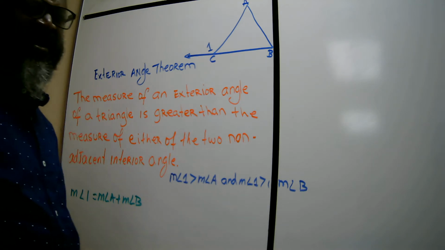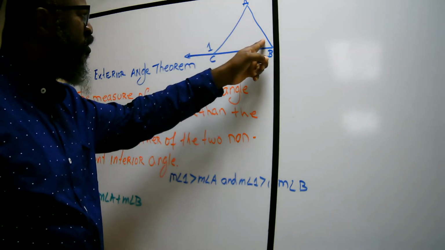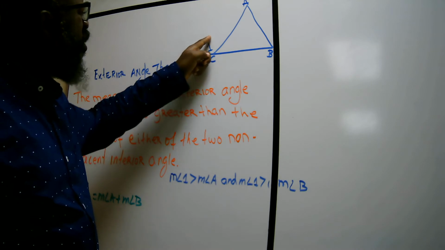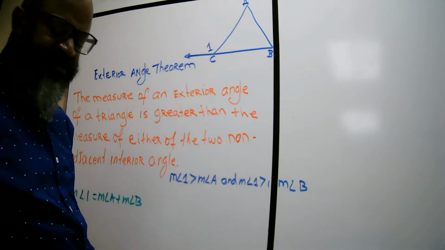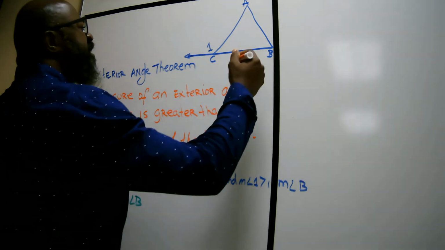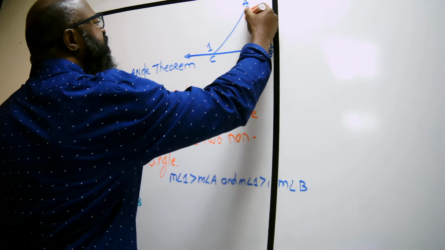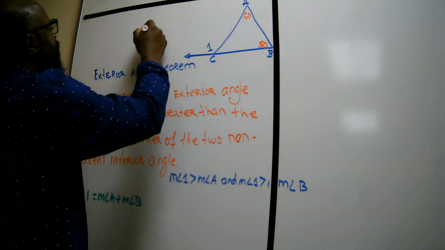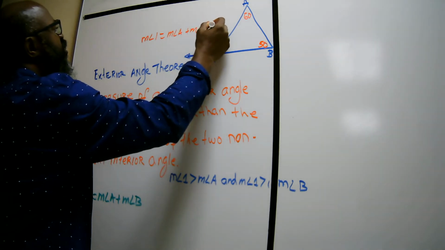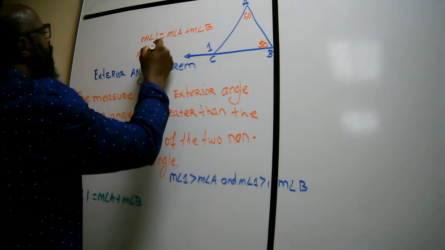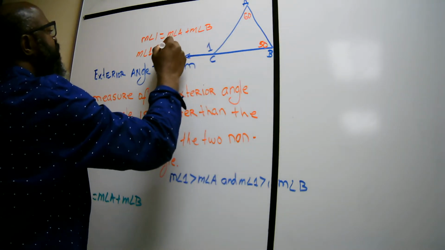So it makes good sense that if the measure of angle 1 is equal to the sum of the measure of angle A plus the measure of angle B, then we can conclude that the measure of angle 1 is greater than the measure of angle B, and the measure of angle 1 is greater than the measure of angle A. If we use values, the measure of angle B is 50 and the measure of angle A is 60. From prior knowledge, to find the measure of angle 1, it must equal the measure of angle A plus the measure of angle B. So the measure of angle 1 is 60 plus 50, which is 110.